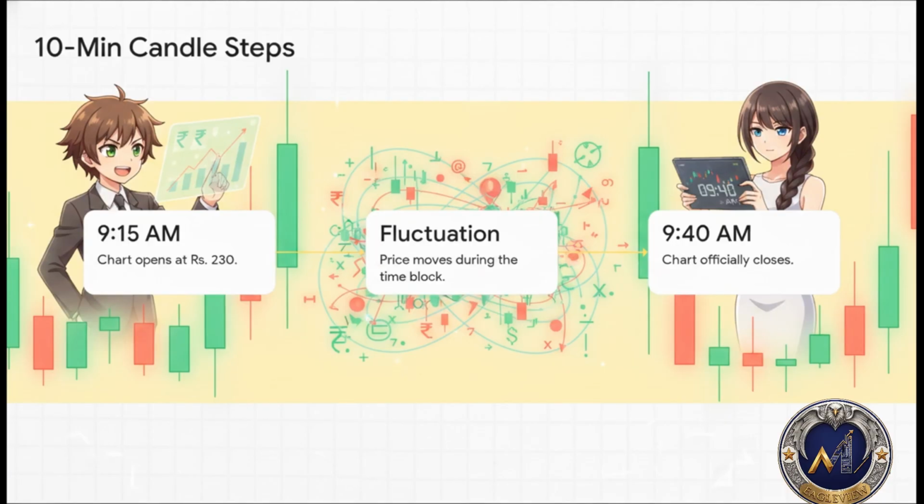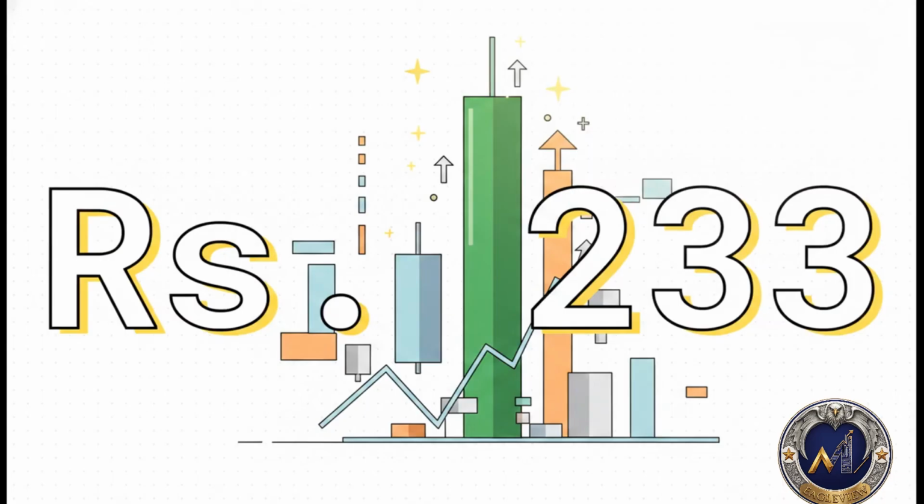Step 2, well, the market's a chaotic place. For the next block of time, the price constantly fluctuates in that tug of war we talked about. Buyers push it up, sellers drive it down, creating those wicks. Then we hit step 3. At exactly 9:25 a.m., this 10-minute period officially closes. And when the dust finally settles, the closing price sits exactly at rupees 233.